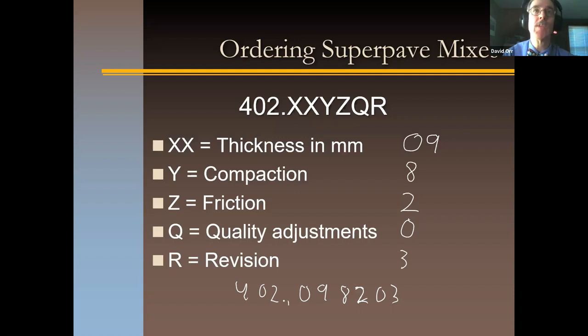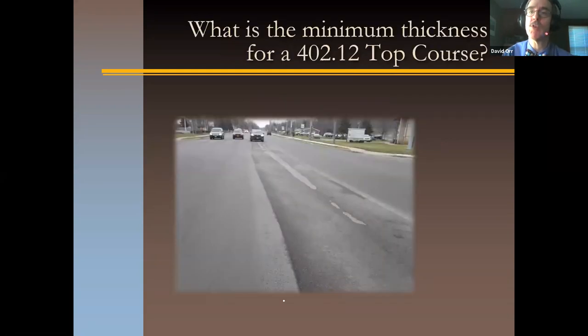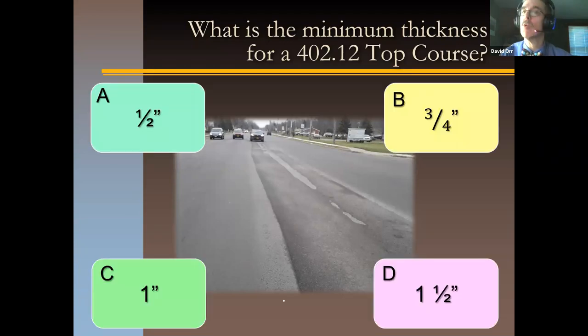Okay. So let me ask you this. Let's say I want to order a little coarser. What would be the minimum thickness for a 402.12 top course? Is it 1/2, 3/4, 1, or 1 1/2 inches? I'm going to relaunch the polling if the computer will let me. And yep, there we go. So what do you think the answer is? What's the minimum thickness for a 402.12 top course? Okay, we'll see if we can get half of you.